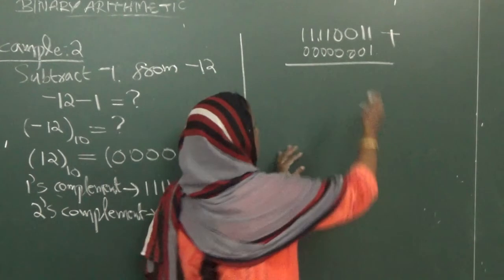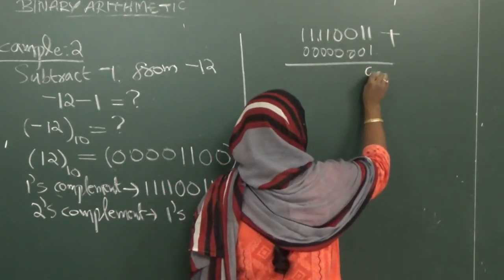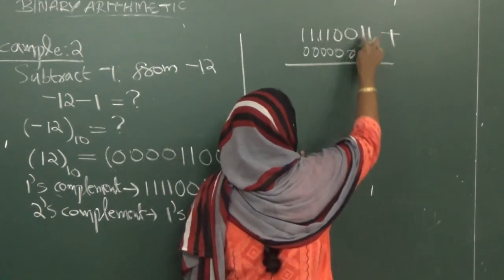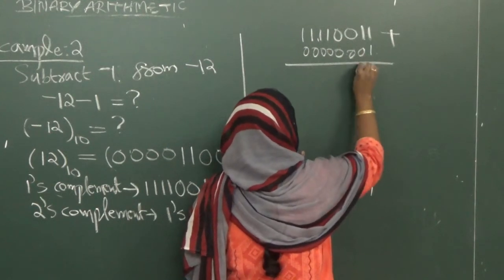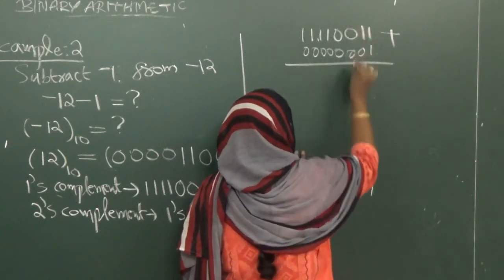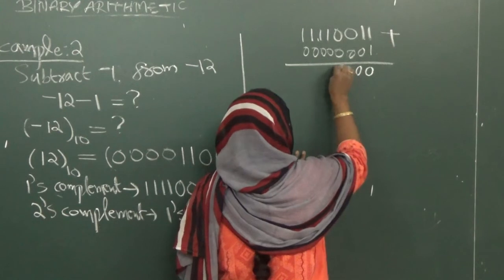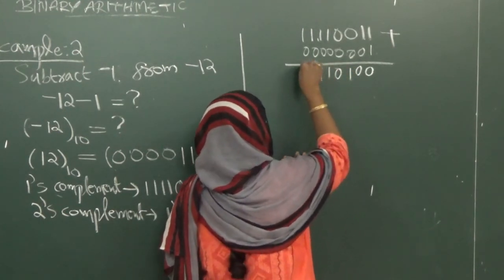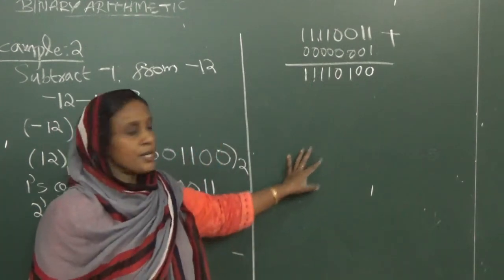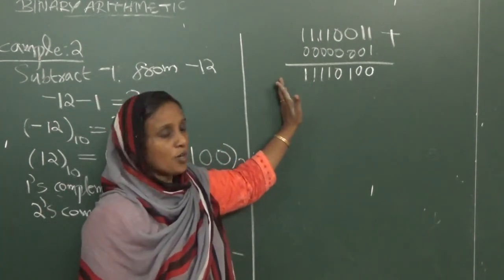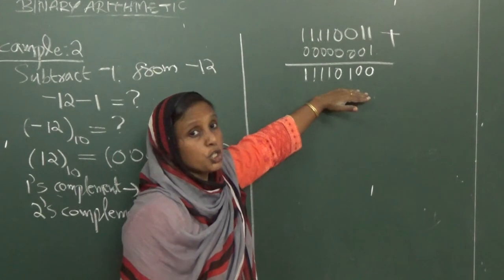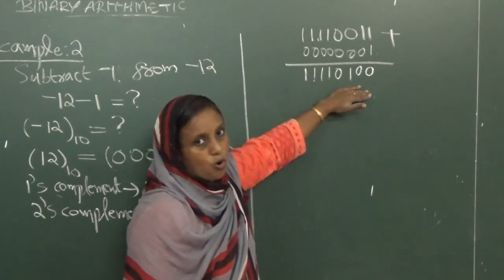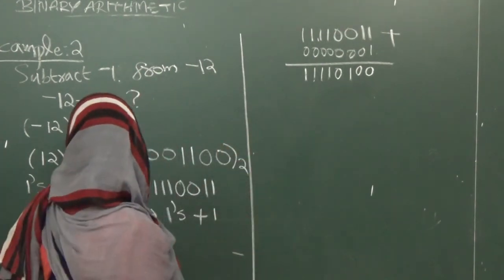Now we perform the addition. 1 plus 1, 0 with carry 1. 1 plus 1, 0 with carry 1. 0 plus 0 plus 1, 1. 0 plus 0, 0. 1 plus 0, 1. 1 plus 0, 1. 1 plus 0, 1. 1 plus 0, 1. Okay. So here there is no lost carry. This is the 2's complement of this number 12.